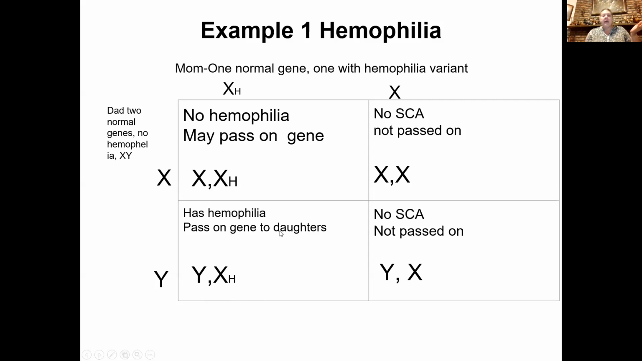He will also pass this on to all of his daughters. Because remember, this kid is either going to pass on a Y or an X. His sons will be fine. And then the daughters will carry the gene, just like mom does up here. This child received an X from mom that did not have the variant and a Y from dad. So this is a male child again, but they don't have the gene and they don't have hemophilia.